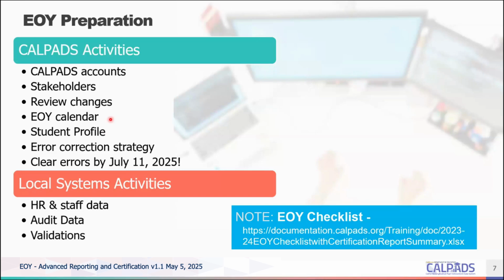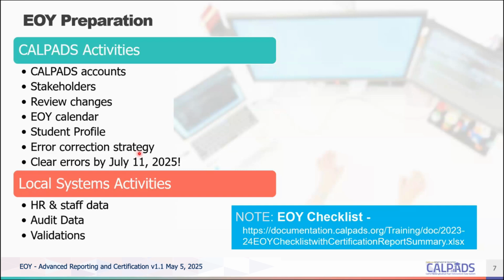And it is also very important to update your student enrollment and information now, because that builds the foundation for the rest of the data that you will be submitting for end-of-year submissions. And establish an error correction strategy with your SPED coordinator.